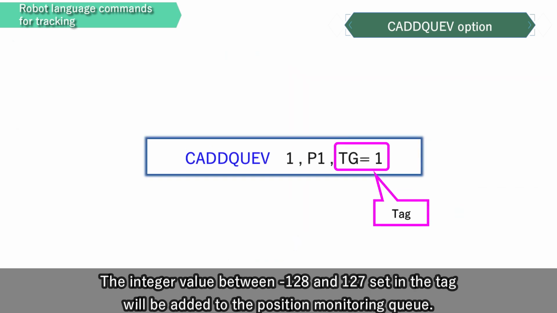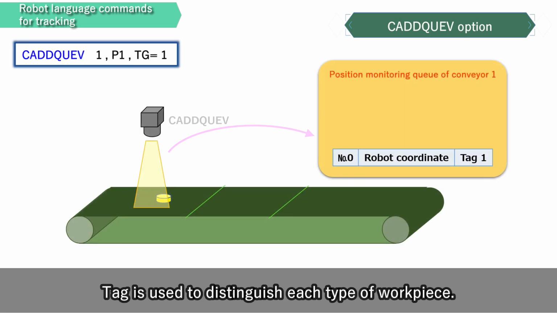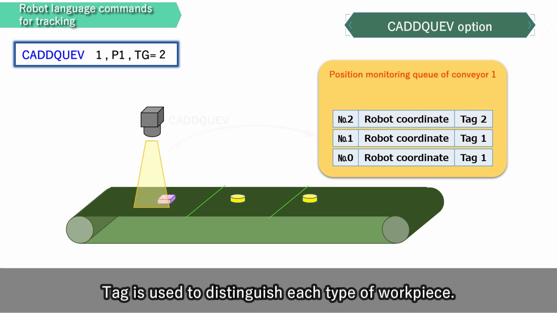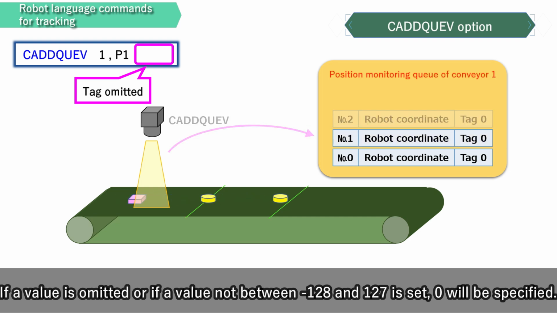The integer value between -128 and 127 set in the tag will be added to the position monitoring queue. Tag is used to distinguish each type of workpiece. If a value is omitted, or if a value not between -128 and 127 is set, 0 will be specified.